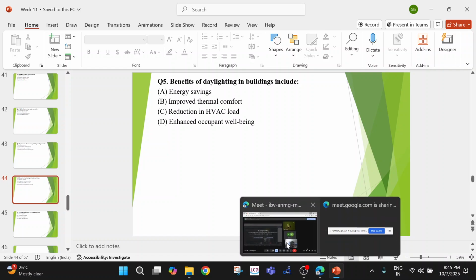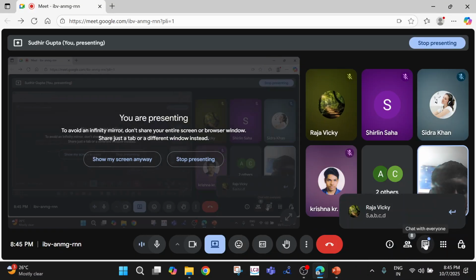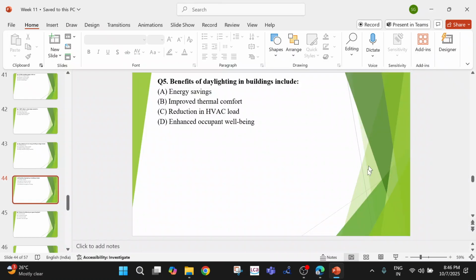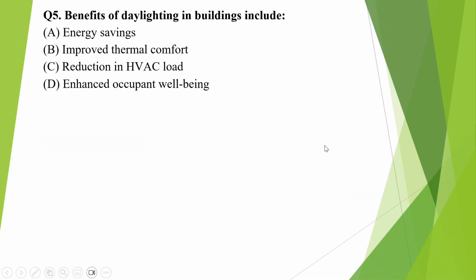Yeah. So this was a very straightforward question. I think many of you have answered A, B, C, D. All of you are correct. I thought Sidra would also answer, and she has also answered. She took some time for this question, but all of you are correct. So it's A, B, C, D, all four options.